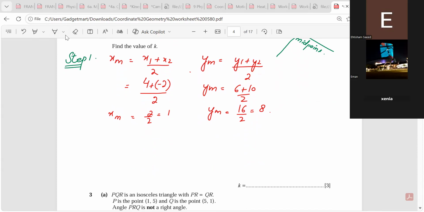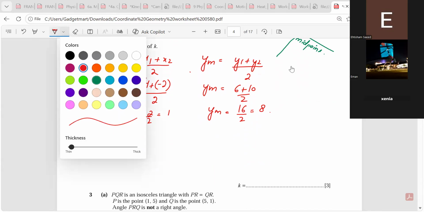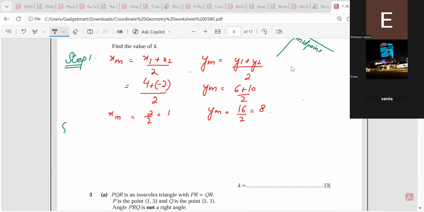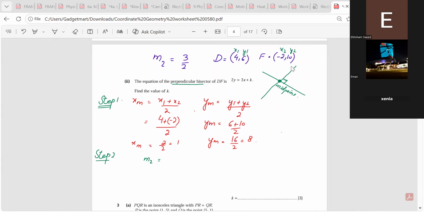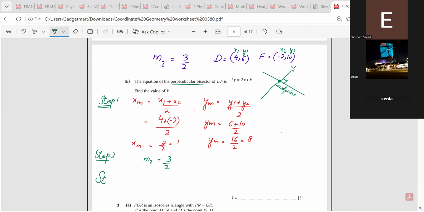ठीक है. अब for finding out the equation of the line, what was the step number 2? We have already got the slope, so we just will be writing. So m2 will be equal to 3 by 2. ठीक है. Step 3 says, what is step 3? We will be putting this m2 in the formula, that is y minus y1 equals to m bracket x minus x1. ठीक है जी. तो इस equation में you guys are going to put it.